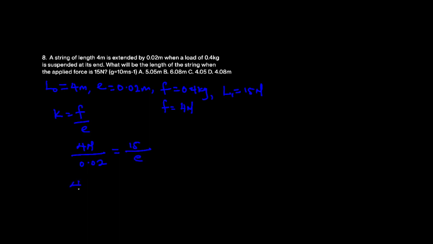So if you cross multiply, you have 4E equals 15 times 0.02. So 15 multiplied by 0.02 will give us 0.3. So we have that E is equal to 0.3 divided by 4, so that will give us 0.075 in meter. So this is the extension caused by the force of 15 Newton.